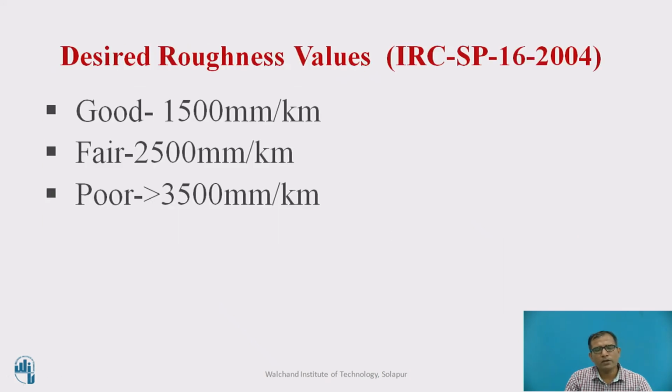For a good pavement, we should maintain this undulations or roughness value. For a good pavement, it is 1500 mm per kilometer, for a fair pavement, 2500 mm per kilometer, and for a poor pavement, 3500 mm per kilometer. So if it goes to poor, then we have to go for reconstruction or a maintenance activity for that pavement.